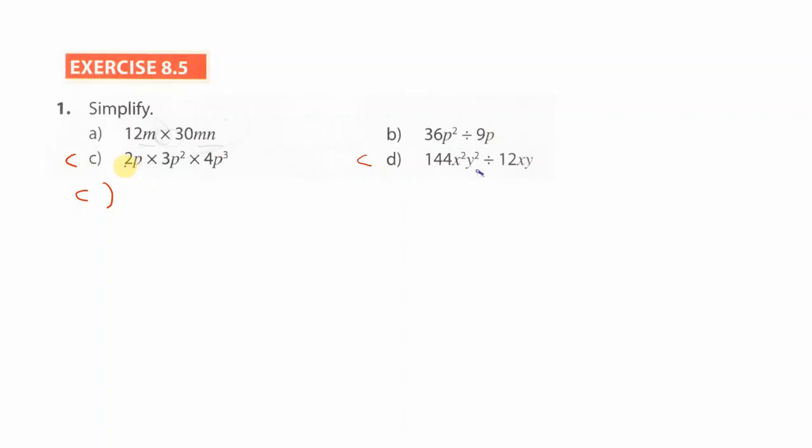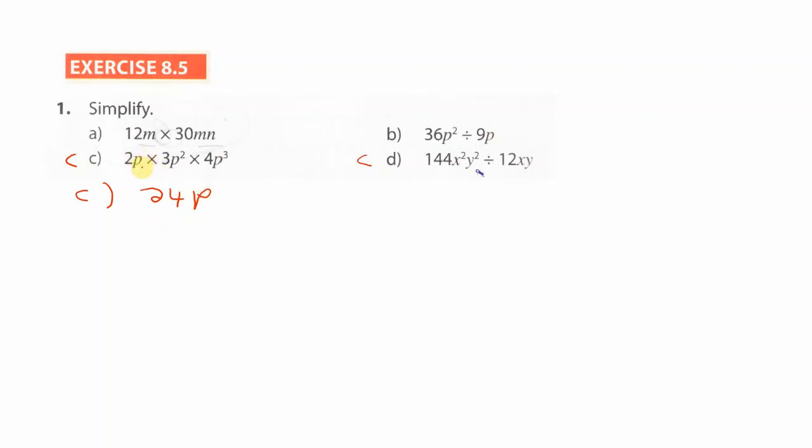So next we look at the coefficients, the numbers. So we have 2 times 3, which is 6, times 4, which is 24. So we have positive 24. We don't have to write the positive. Then we look at the variables or the letters of the alphabet. In this case, we only have p.